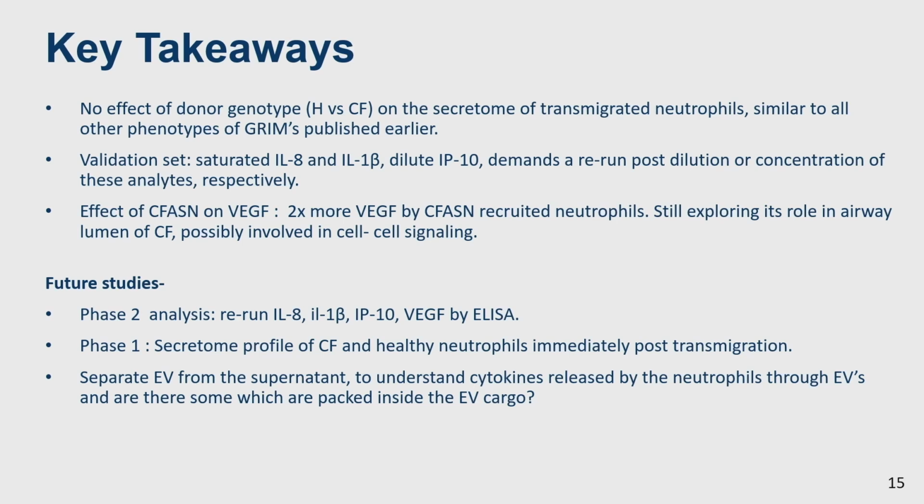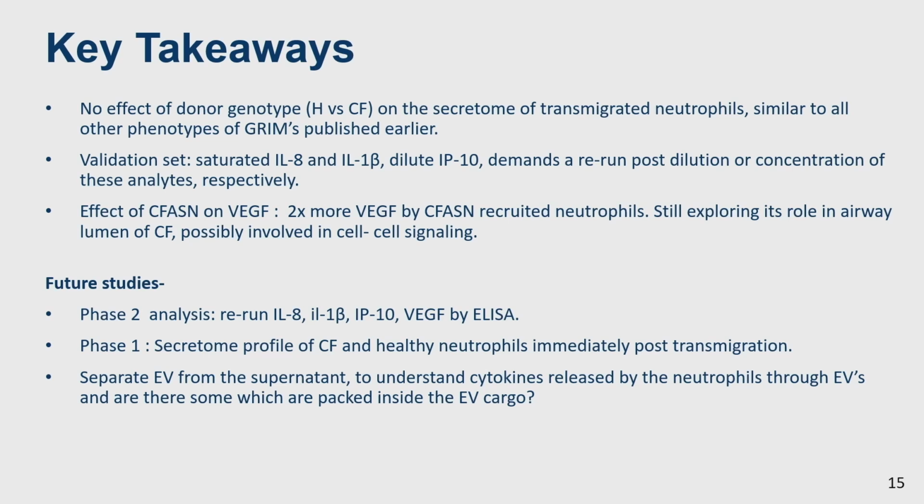So the key takeaways here are that there's no donor-specific genotype difference on the secretome of transmigrated neutrophils, similar to all the other phenotypes that we have seen by GRIMs in the past, the 4 studies that I showed which have been published suggesting that they are GRIM. So that's great. And second, in the validation data set, we saw that there is a saturation of IL-8, IL-1 beta, and also very diluted IP-10, which certainly demands a rerun for the phase 2 of the study.